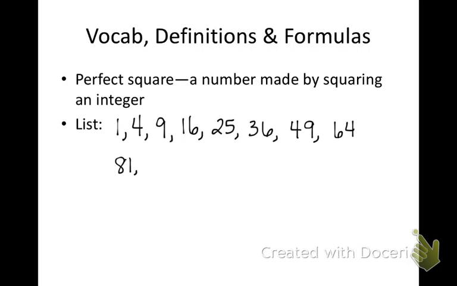10 squared, which is 10 times 10, is 100. 11 squared, 11 times 11 is 121. And 12 squared, 12 times 12 is 144. Okay, I want you to pause your video, get your calculator out, and write the rest of our perfect squares all the way through 20 squared.